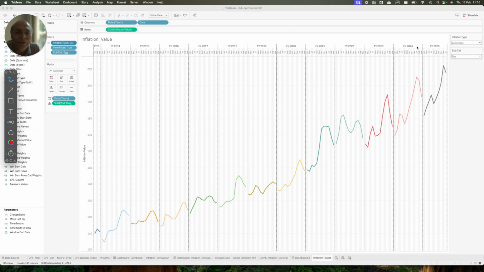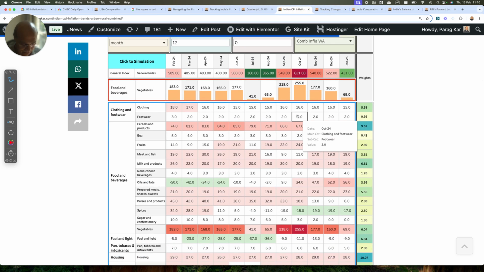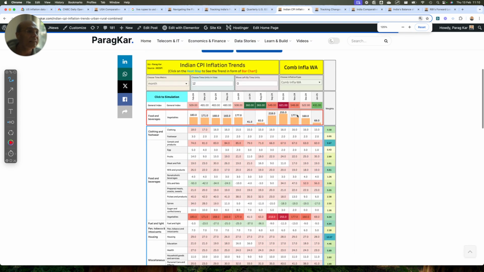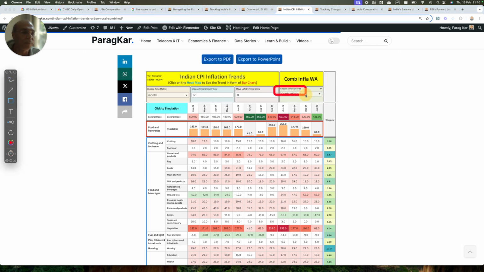So friends, what we are going to do is check each and every individual item and see which item is actually going to pose a risk for inflation. Because there are certain items which are going haywire, and there are certain items which have a very steady increase, and there is no risk for those items to have a larger contribution to the overall general index. Because if you recall, friends, I showed you one chart posted on my website, which has the combined inflation weighted average, which you can choose from a drop-down menu.